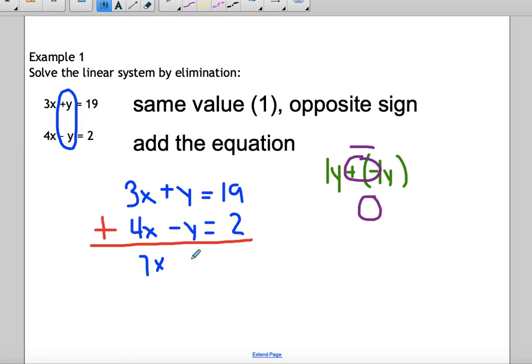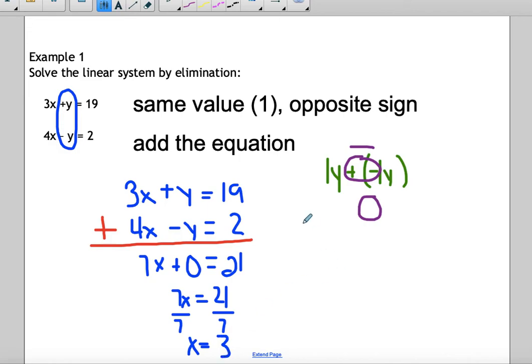So I can put it in as a plus 0 if you want, or you can just leave it. Then we've got 19 plus 2, which gives us 21. So now we're going to solve for x. So we've got 7x equals 21. Isolate the variable by dividing out the 7. And we've got x equals 3.